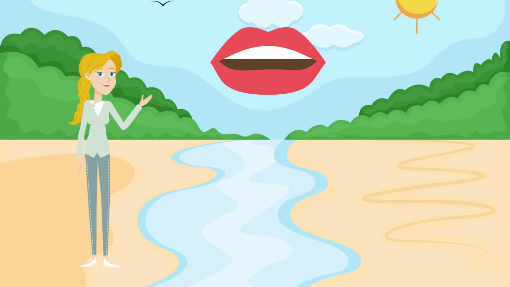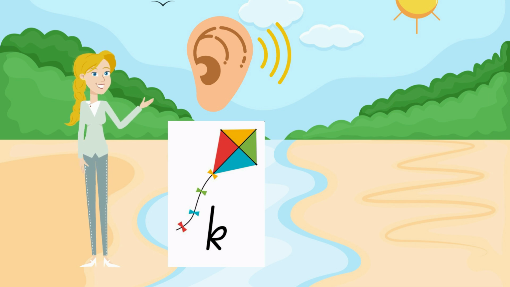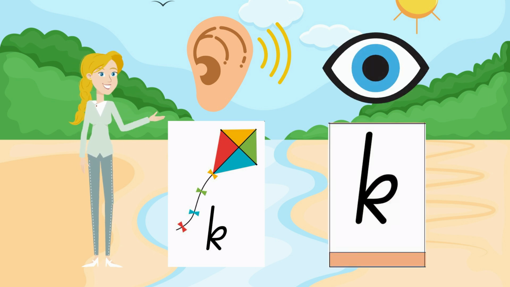Likewise, we can talk about the letter K. K is the name of the letter. K is the phoneme, and this is the grapheme when we write down the letter K.